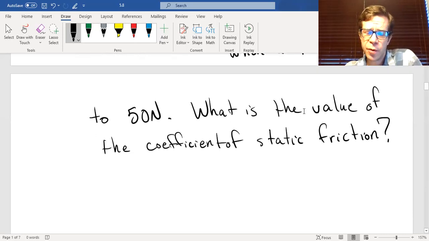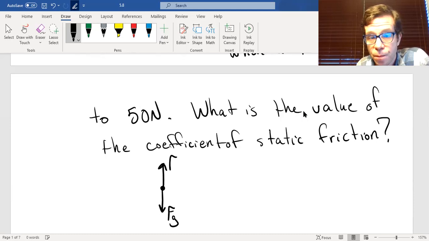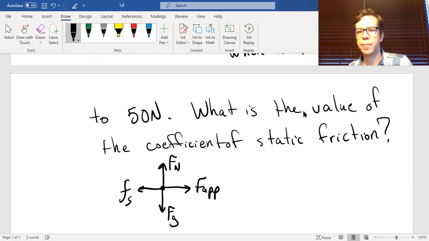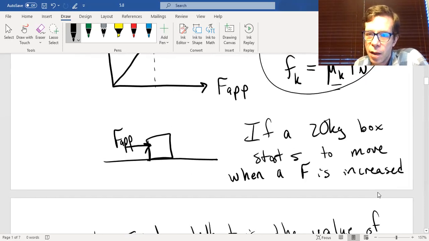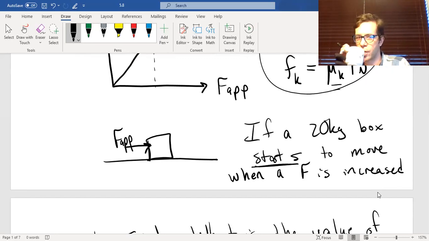All right, so let's make a free body diagram. We've got a box. It has a mass of 20 kilograms, so it has some weight, and a normal force. We're pushing with a horizontal applied force. And it's not moving yet, right? Because we're talking about that point where it just starts to move. That's the key in this. We're talking about that transition right at the end of static friction.